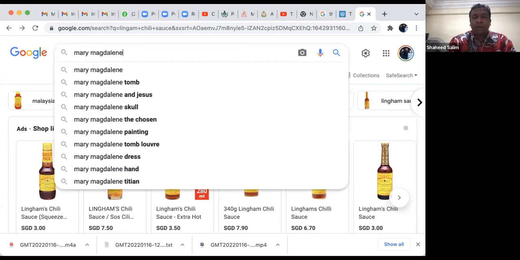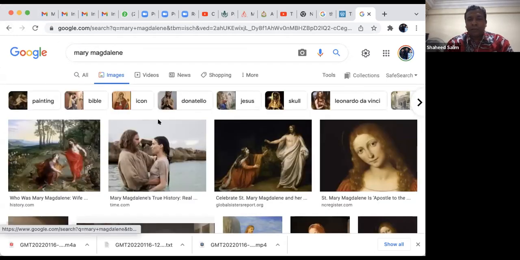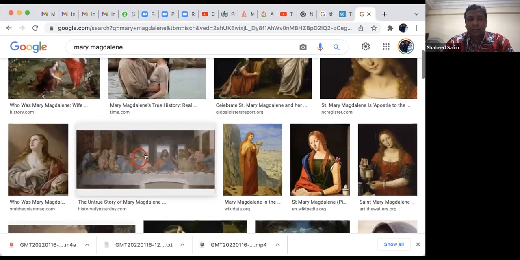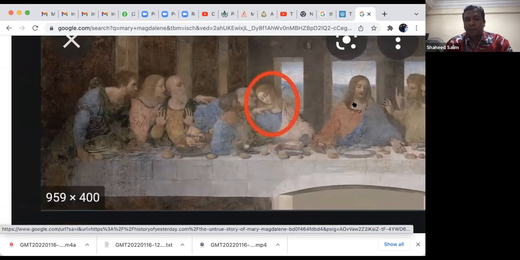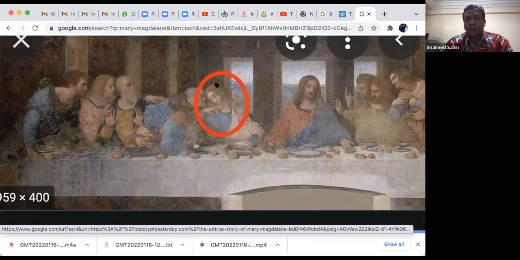This is now in the Bible. So who is Mary Magdalene? Some people say she is in this picture of the Last Supper. You know the Last Supper? Some people say this is Mary Magdalene.